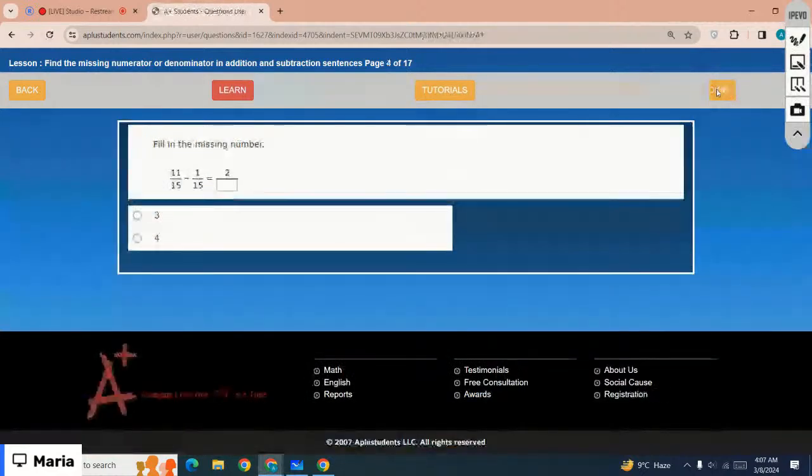Okay, fill in the missing number. So which is the correct option? 2 over 4? No, 11 minus 1 is 10. That is 10 over 15. So 5 times 2 is 10 and 5 times 3 is 15. The correct option is 3.